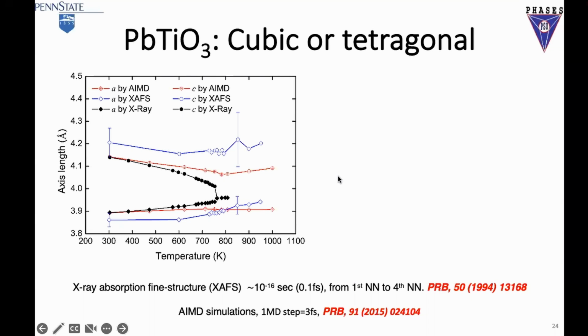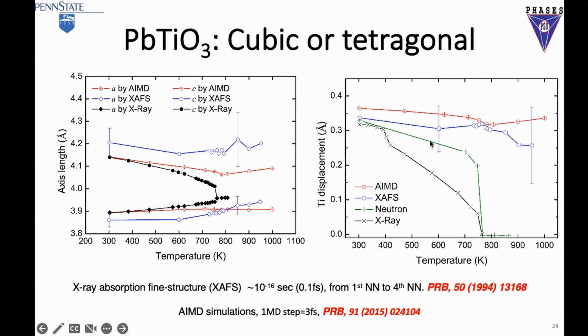And you can also look at the polarization. Again, the neutron, that's the green, and the X-ray, black, and they all become 0. That's because it's overall. But locally, you have this experiment and the simulation.